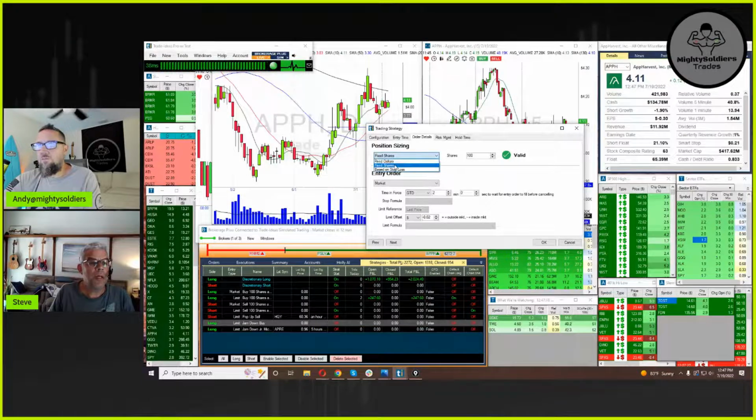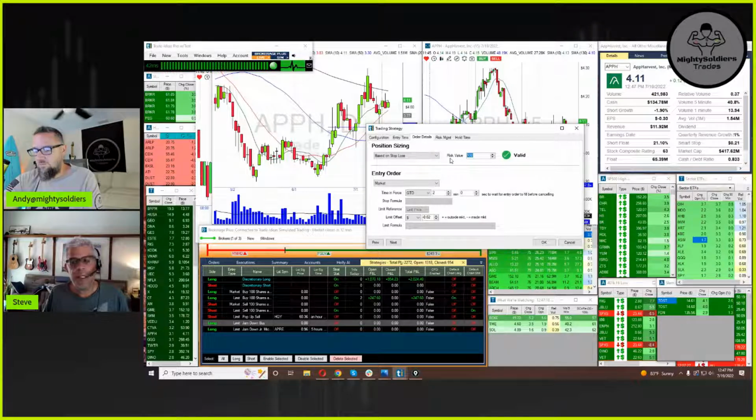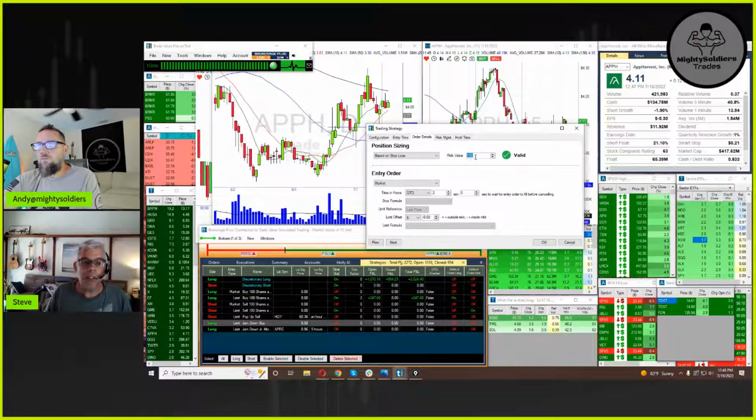Can I send it based on stop loss? This is a really popular one, by the way. Say your normal point of pain is $100, and you don't want to risk more than $100 on any single trade. The system will actually calculate the shares for you using the stop loss that you want. So all that math is done for you.